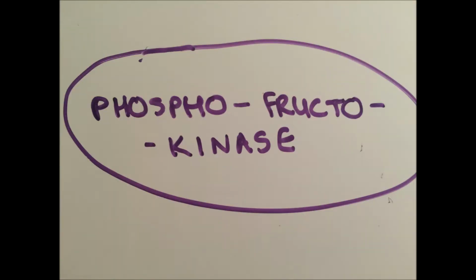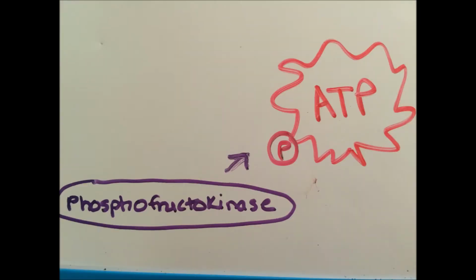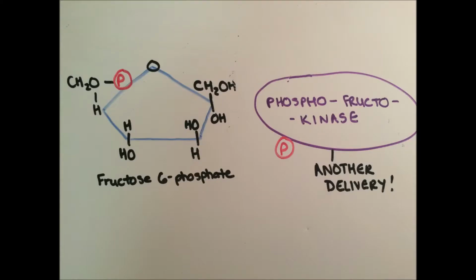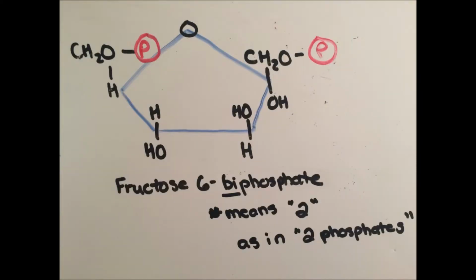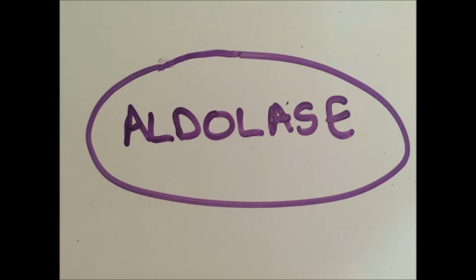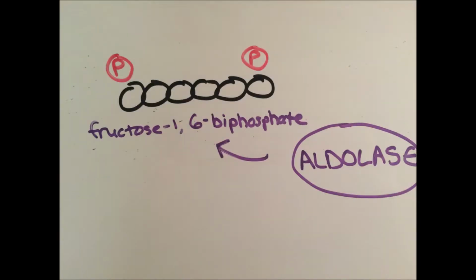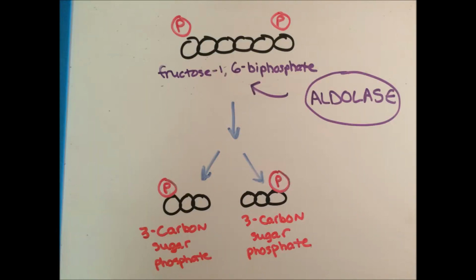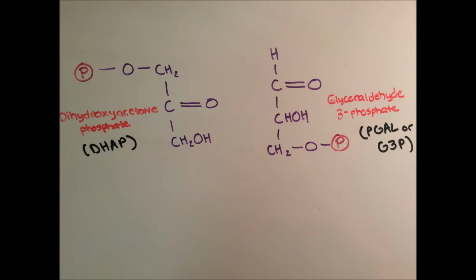Then the enzyme phosphofructokinase causes another phosphate group to attach to the molecule. This uses up a second ATP molecule, and it ends up forming fructose 1,6-biphosphate. Next, the enzyme aldolase makes the fructose 1,6-biphosphate split into 2 molecules. Since the original glucose molecule had 6 carbon atoms, the 2 new molecules are each now 3-carbon chains, known as DHAP and PGAL, more commonly known as G3P.